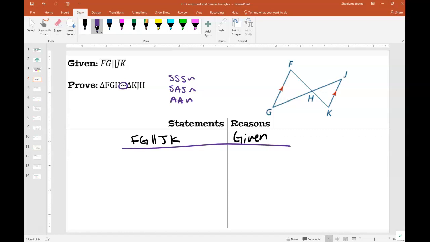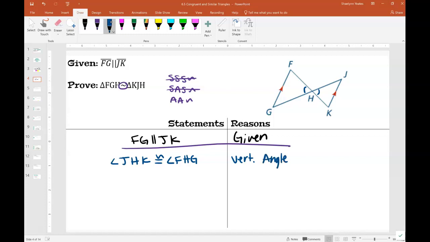So now I've got to figure out one of these. Because there is nothing written about side lengths, I highly doubt it's going to have anything to do with sides. So most likely, I just need to prove that two angles are congruent. Well, the first angle my brain sees is probably this vertical angle here. I know that angle JHK is going to be congruent to angle FHG because of the vertical angle theorem.